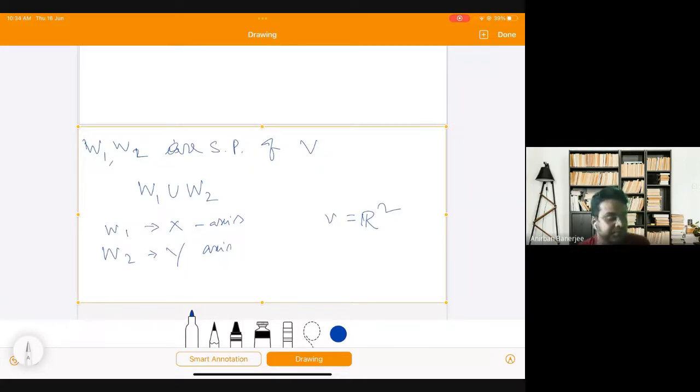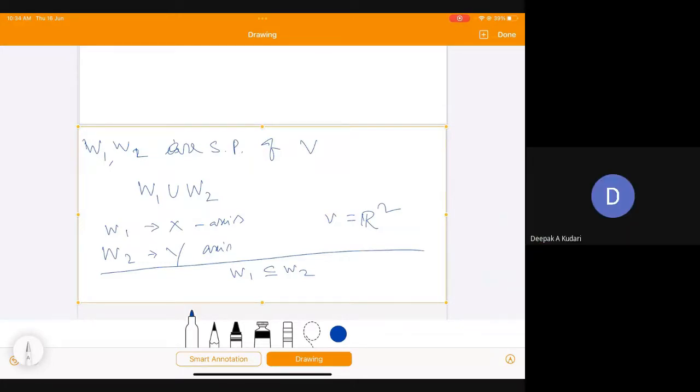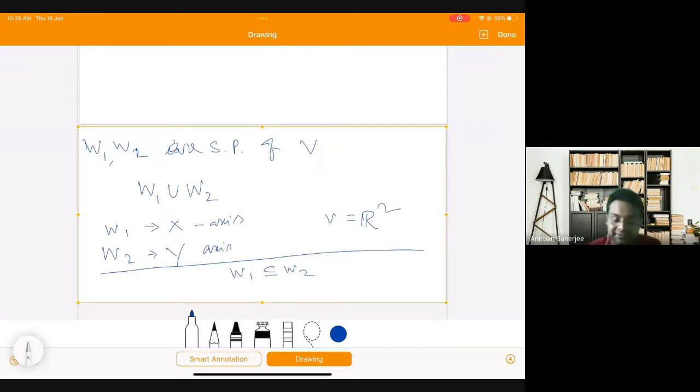Of course, if it happens, let's say W1 is a subset of W2, that means W1 is already inside W2. In that case, W1 union W2 will give you W2, right? In that case, that can be. So that is the only case when W1 union W2 will be a subspace. Yes, sir. And this is actually the only case.